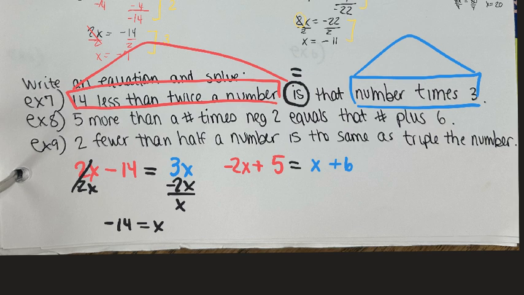5 more than a number, times negative 2, equals that number plus 6. Now solve the equation and type in your final answer.